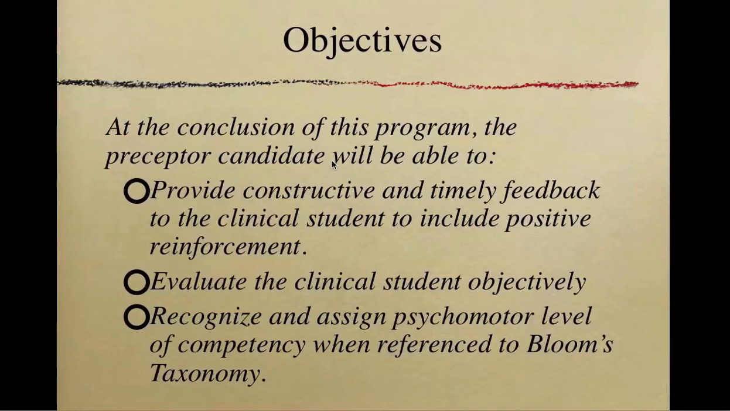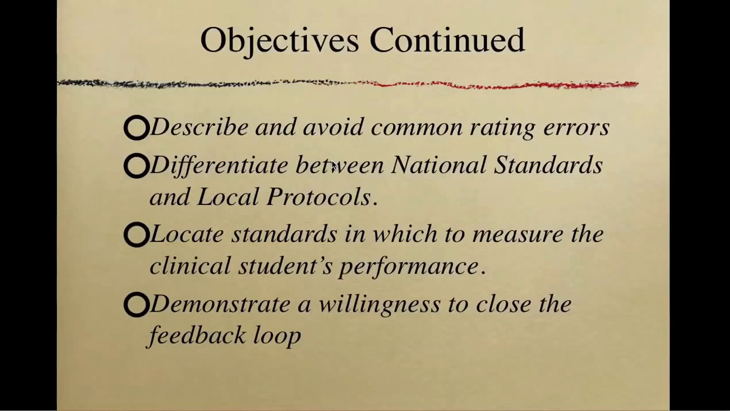The first 3 are to provide constructive and timely feedback to the clinical student, evaluating this clinical student objectively, being able to assign appropriate psychomotor levels of competency, referring to Bloom's taxonomy, avoiding common rating errors, differentiating between national and local standards and protocols, how to go about locating those standards in which to measure the student's performance, and then a willingness to close the feedback loop.